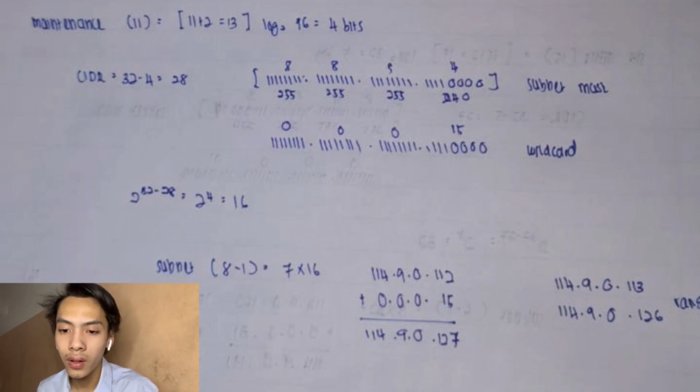And then for the first address, we got 112, for 7 multiplied by 16, so the first address we got 114.9.0.112, and the wildcard 0.0.0.15, and the last address is 114.9.0.127. And then that is the last address. Then for the first address, we plus by 1, and the last address we minus by 1, and then we got the range for the subnet.